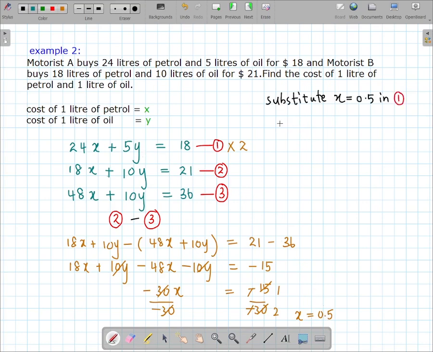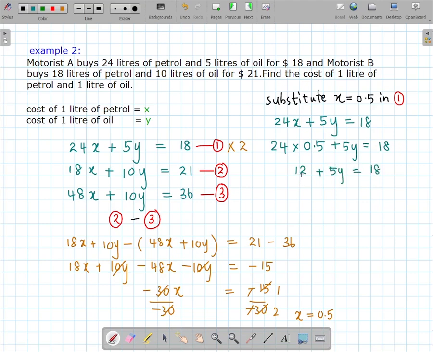Then I'm going to substitute x equals 0.5 in equation 1. So I write the equation 1, that is 24x plus 5y equals 18. So instead of x, I have to put 0.5. That means 24 times 0.5 plus 5y equals 18. 24 times 0.5, that means 12. 12 plus 5y equals 18.